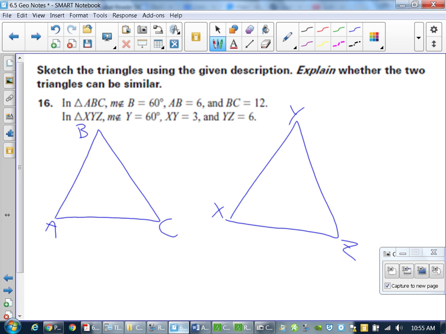Yes, I know that a lot of this is pretty straightforward, okay? But I just want to make sure that in case there are a few people that are still going, huh? So let's just make sure we got this right. We know that angle B is 60, AB is 6, BC is 12, angle Y is 60, XY is 3, YZ is 6. This one is pretty obvious that it works.